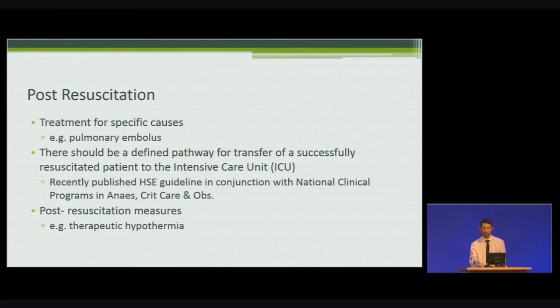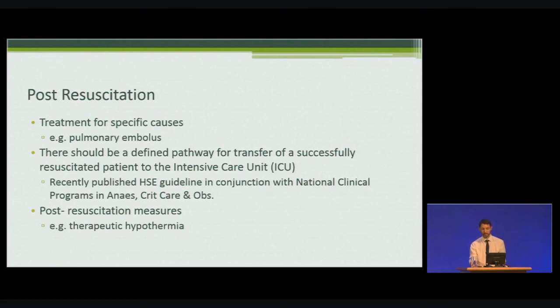There should also be a defined pathway for the transfer of a successfully resuscitated patient to the intensive care unit. There's been a recently published guideline, which was created in conjunction with the national clinical programs in anaesthesia, critical care and obstetrics, indicating how this should be done. Also, post-resuscitation measures, for example therapeutic hypothermia, are beyond the remit of this talk, other than to mention them.